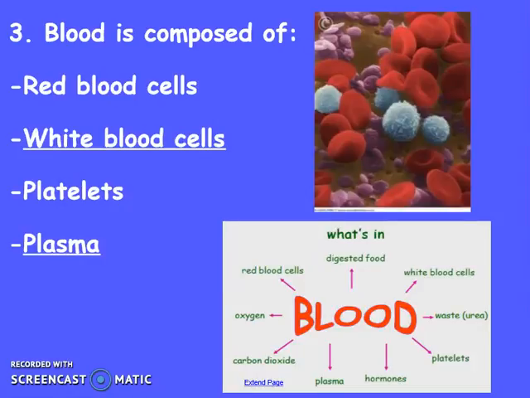Third is blood, which is composed of four different things. You've got red blood cells, white blood cells, platelets, and plasma. So all of those together are going to make up blood. The red blood cells are what's going to carry those oxygen and nutrients. Your white blood cells are what fight off diseases. You've got platelets that are going to help clot your blood. If you get a cut, that's what causes it to stop and to start scabbing over. And then you've also got plasma, which is a clear liquid that's part of your blood.